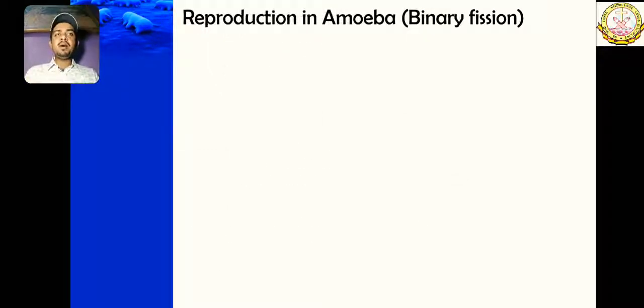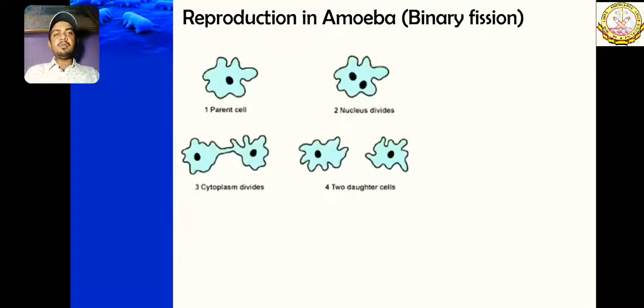Reproduction in amoeba. There are two types of reproduction which amoeba practices: one is binary fission and one is multiple fission. First, we will see binary fission. One parent cell has a nucleus, which divides and two nuclei are formed, and then the whole cell starts dividing with one nucleus on each side, and the whole cell is divided into two equal daughter cells.